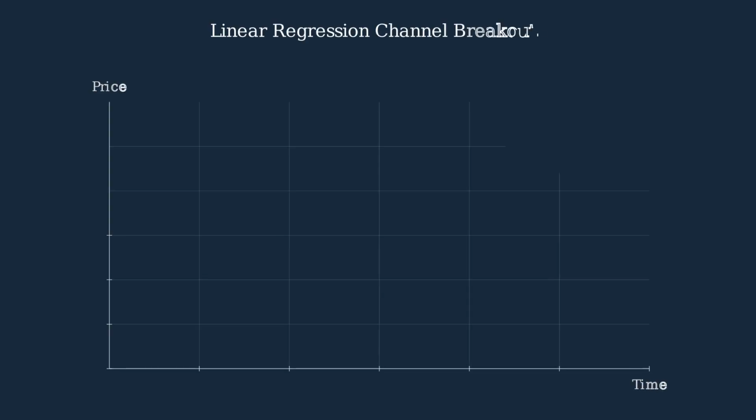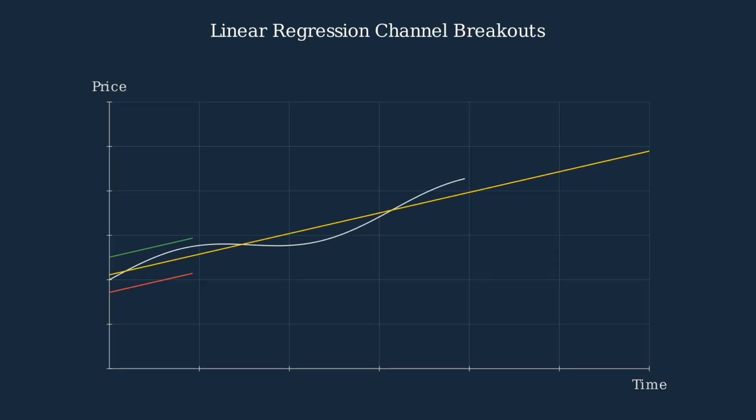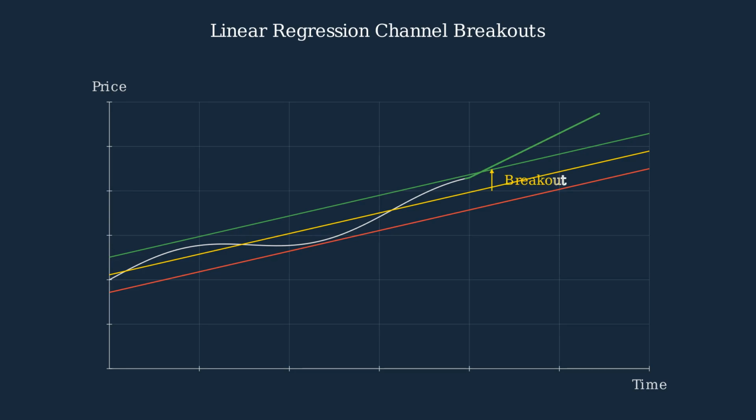Channel breakouts occur when price moves decisively outside the established regression channel lines. First, let's establish our linear regression channel using historical price data. When price breaks decisively above the upper channel line, it signals stronger bullish momentum than the established trend would predict. For confirmation, look for increased trading volume during the breakout phase.